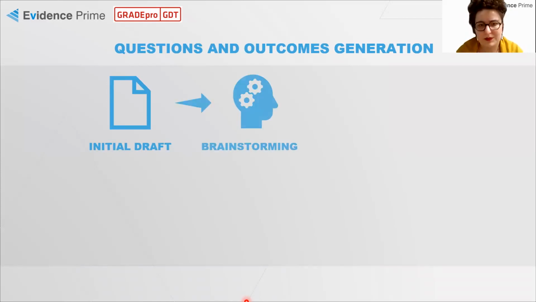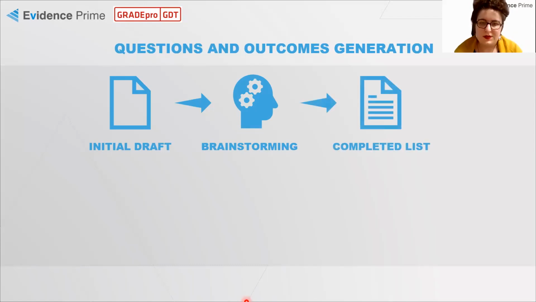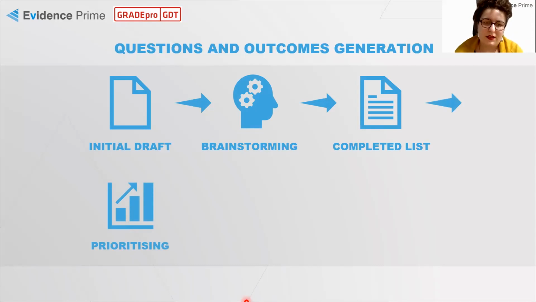And that's where the questions and outcomes generation features come in. So you create an initial draft, the list of questions you think are most relevant. You send them to the panel, and they add their own options, their own ideas, so that you see more options than you've seen before. You see this completed list, and you can edit it. So, for example, if there are duplicates, you can remove them, or you can correct some typos, and then you can send them to the panel for prioritizing.